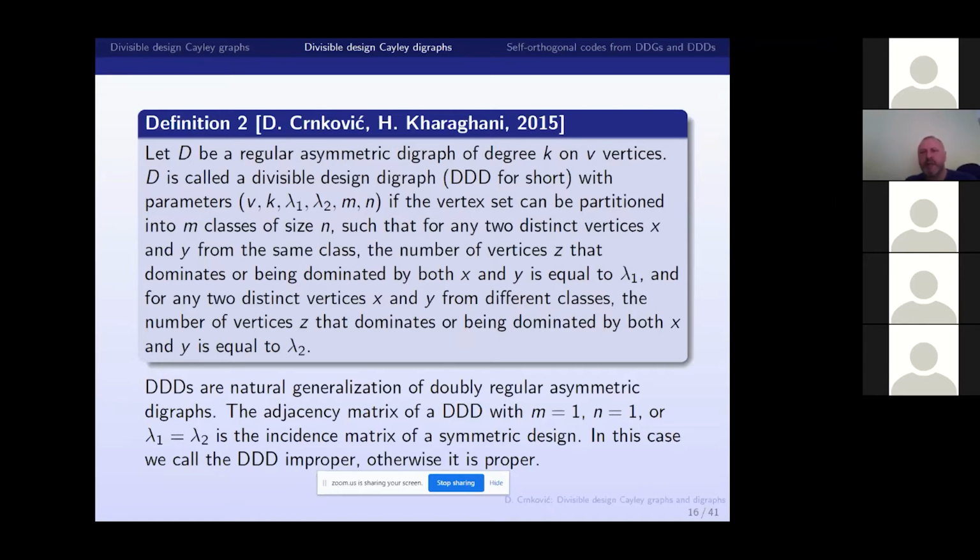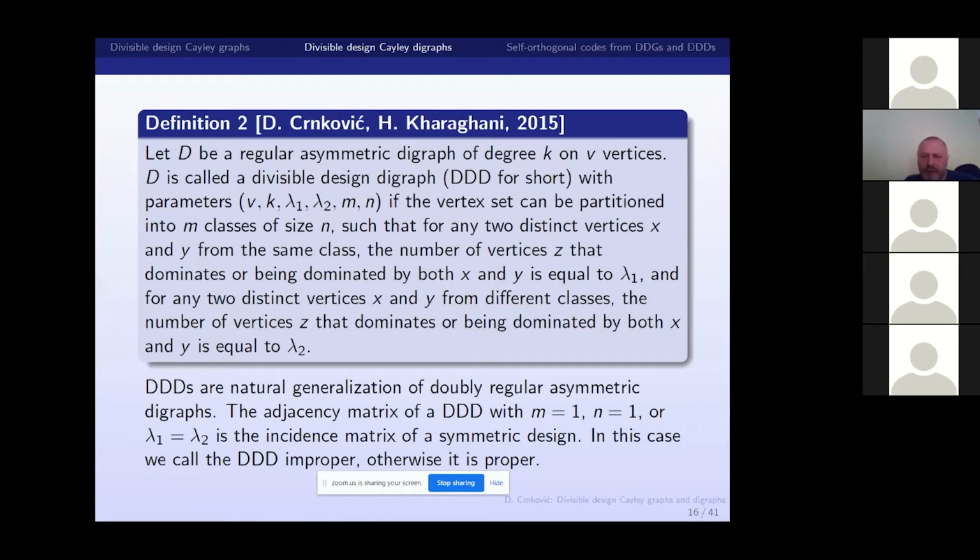And if we take vertices from different classes, so again vertices x and y, then the number of vertices z that dominate or are dominated by both x and y is equal to lambda 2. So this is actually a natural definition of such a structure. So that's the DDD. DDD is a natural generalization of doubly regular asymmetric digraphs.